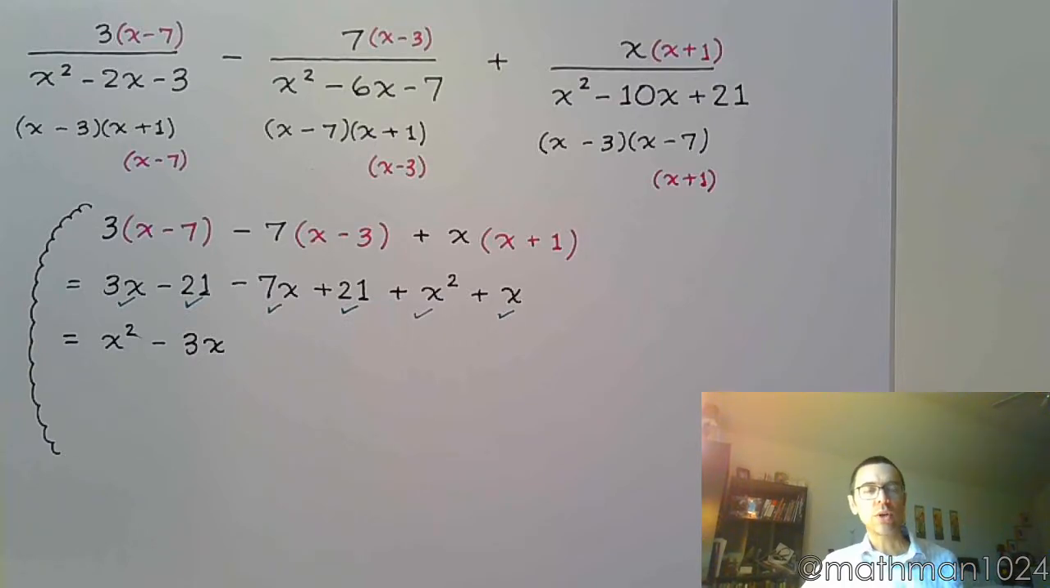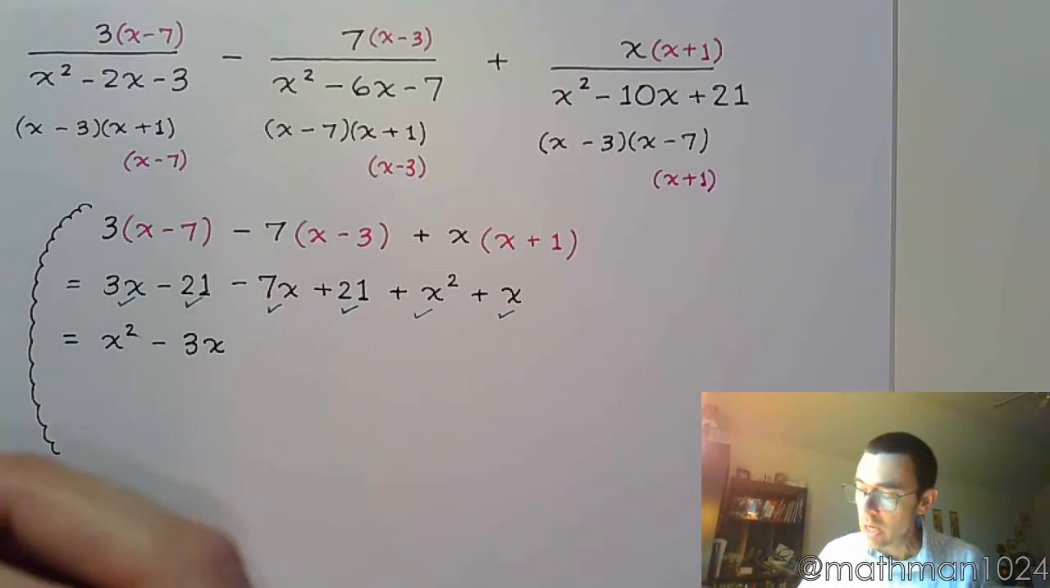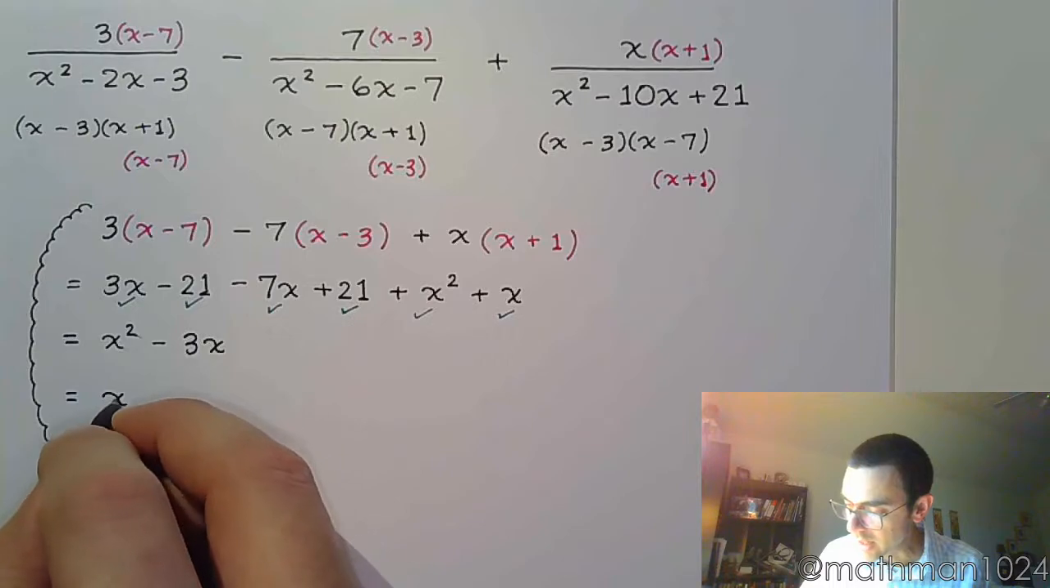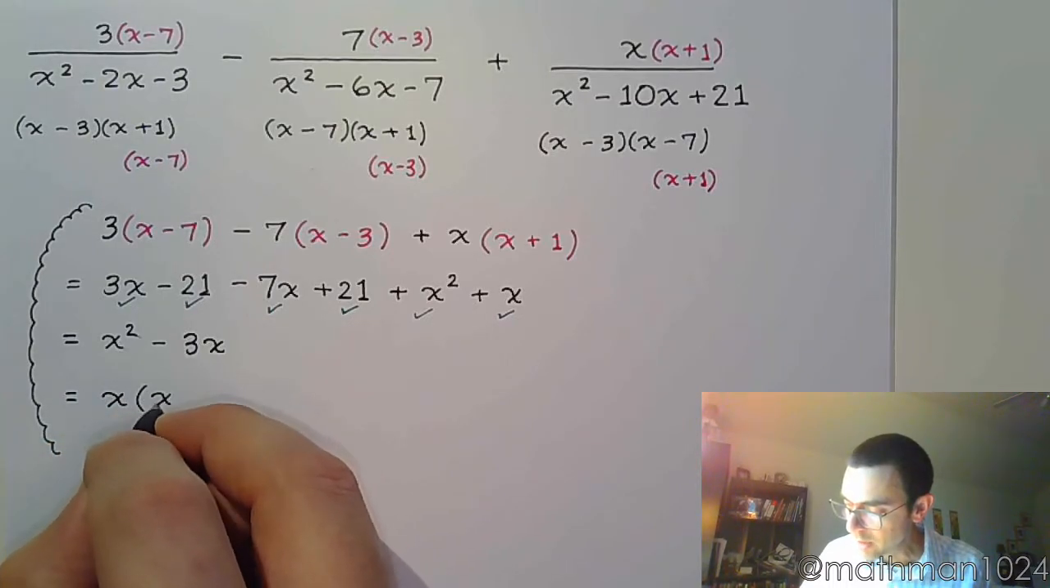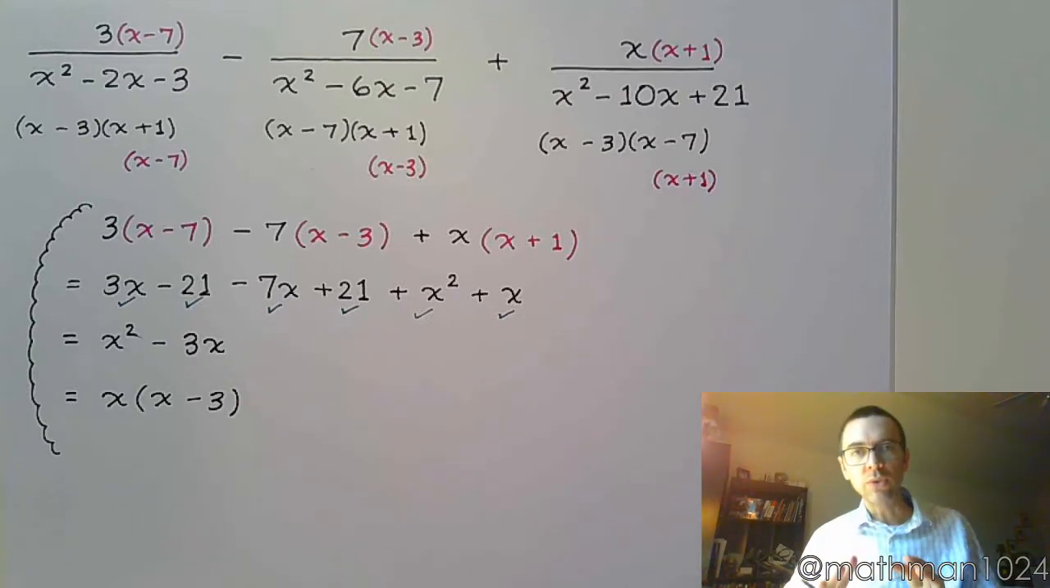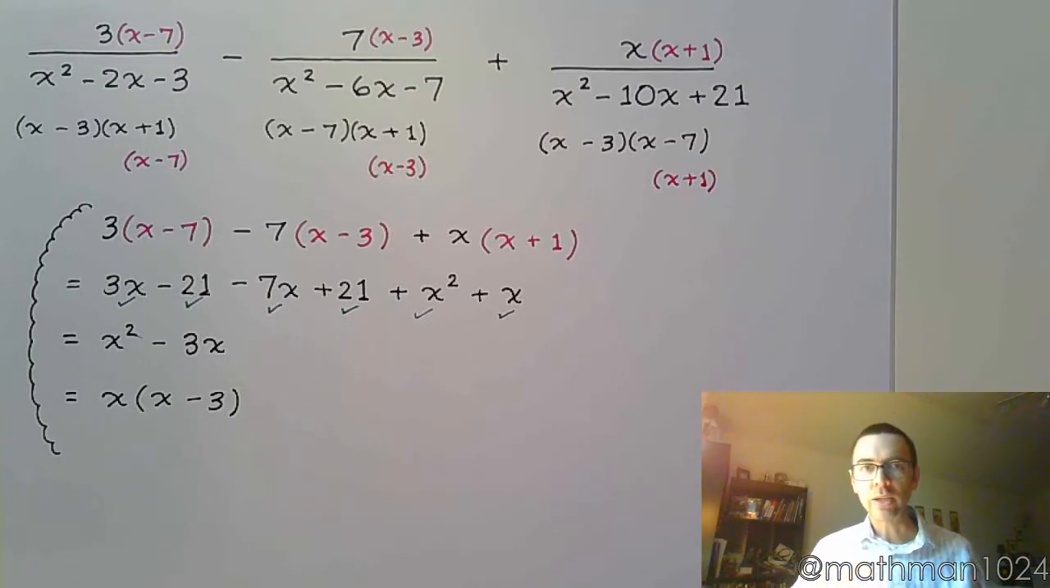Now the last thing we want to do is see, can you do anything else with x squared minus 3x? Can you factor this? And we can. You may not think so because there are only two terms, but there is a common factor of x that I can factor out, and I'd be left with x minus 3. So that's what happens with all of those numerators. Once you distribute, you combine like terms, and we factor.